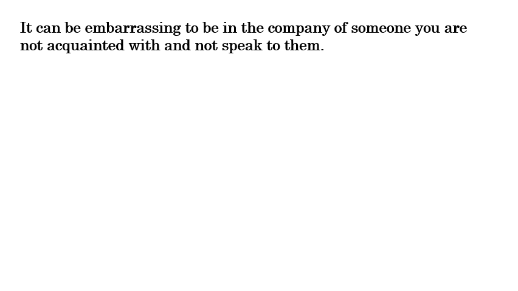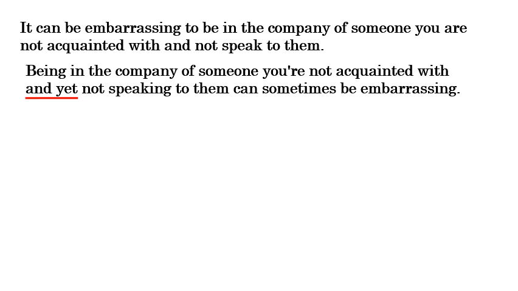Now let's look at the original version, without the second "to." "It can be embarrassing to be in the company of someone you are not acquainted with and not speak to them." Being in the company of someone you're not acquainted with and yet not speaking to them can sometimes be embarrassing. I see. So the writer omitted the second "to" to make "to be," the A part, and "not speak," the B part, one continuous unit.